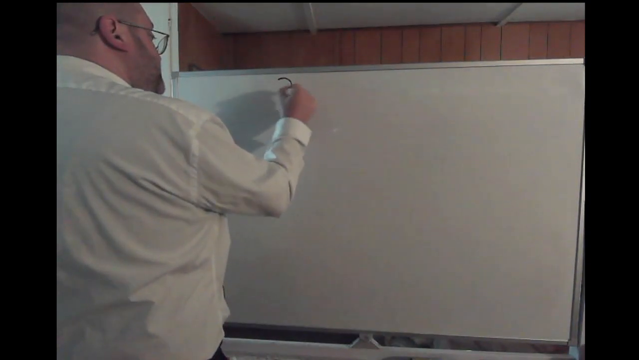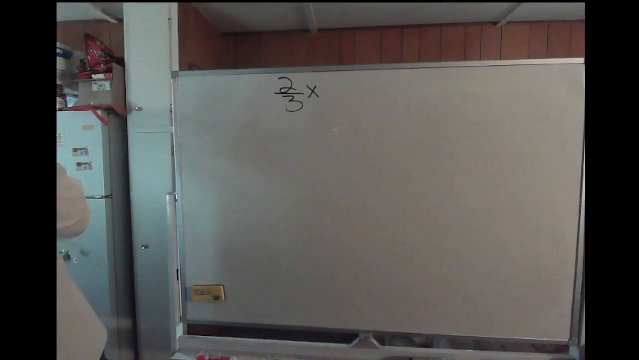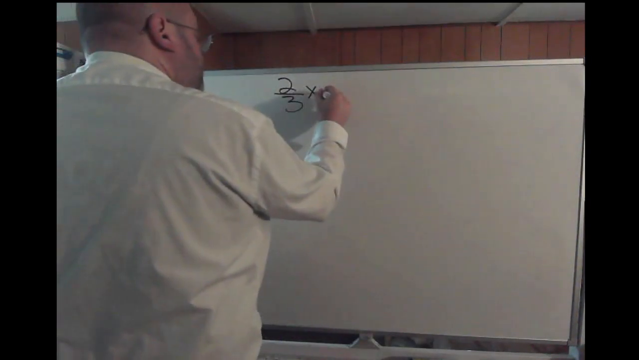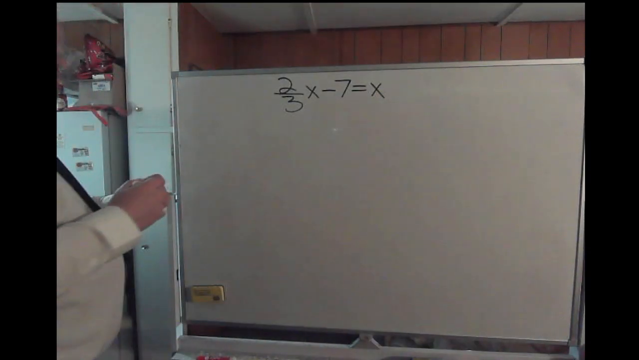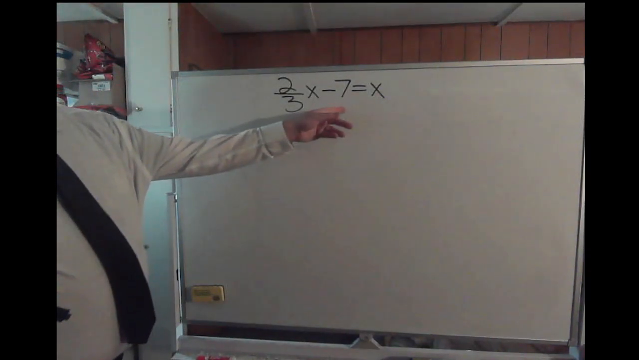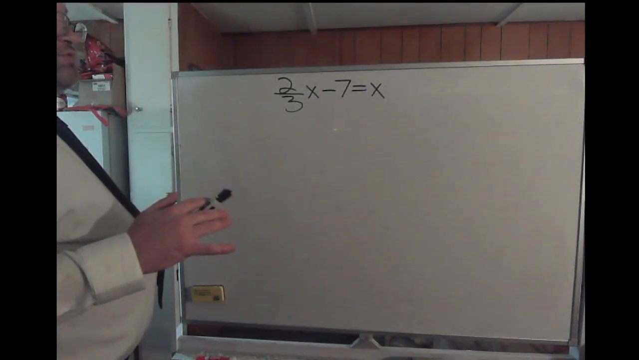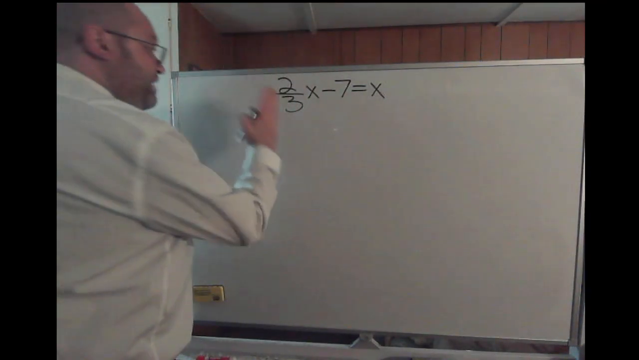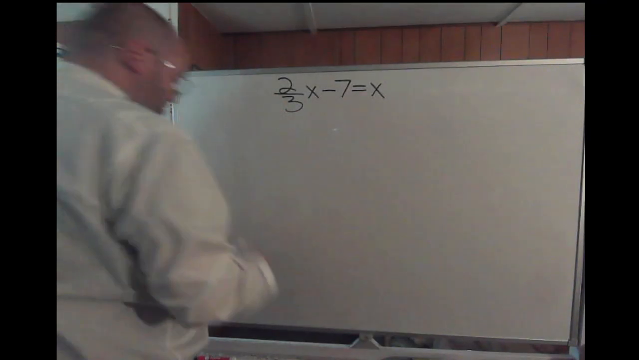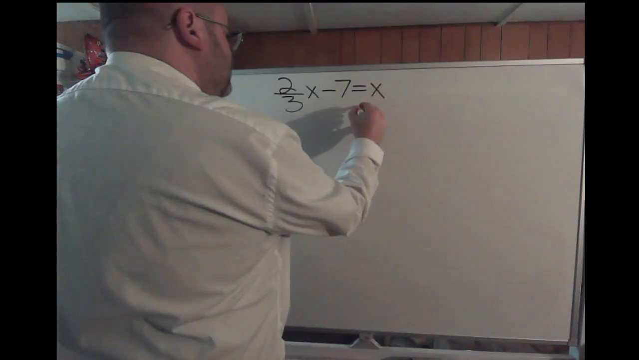Alright, we have 2/3 x minus 7 equals x. So we got 2/3 x minus 7 equals x. Well, we still want to get rid of the variable from the right-hand side. We want to get rid of the x from the right-hand side, make sure we only have the variable on the left. So what you're going to do, of course, on the right side, you'll take x minus x.